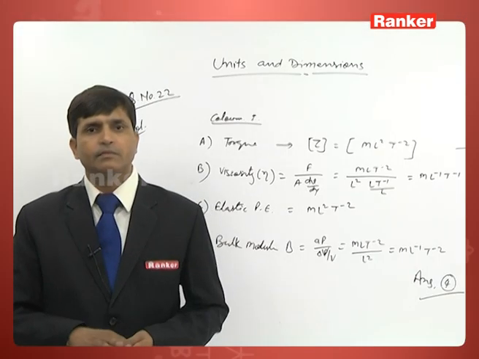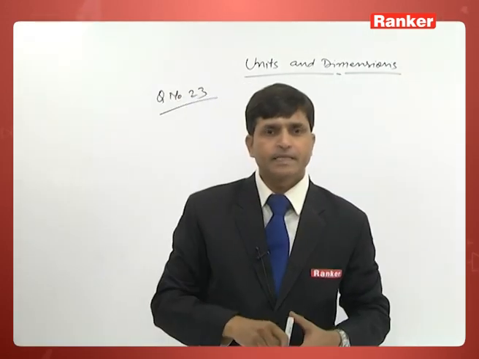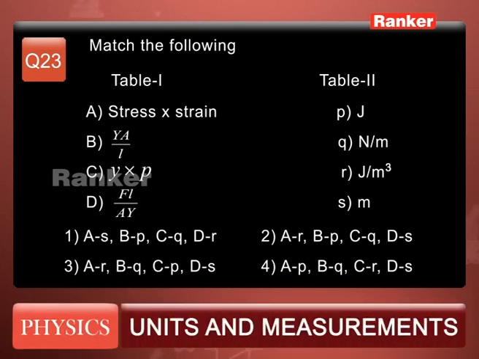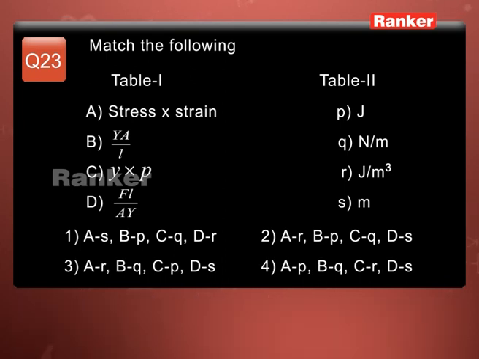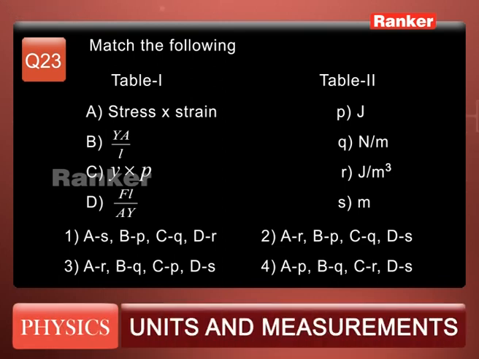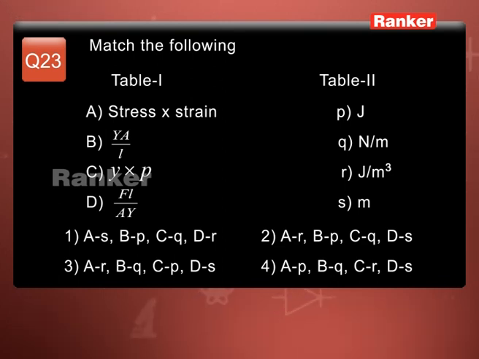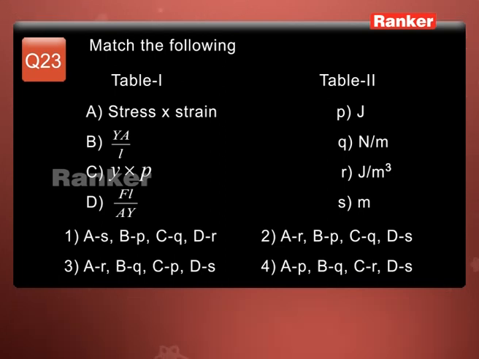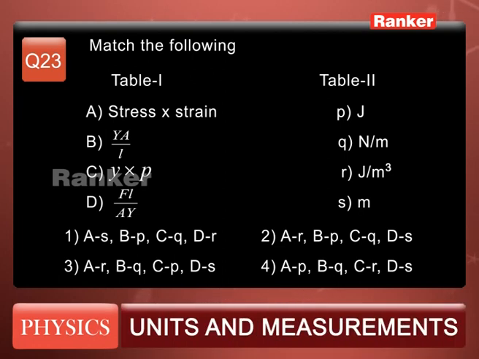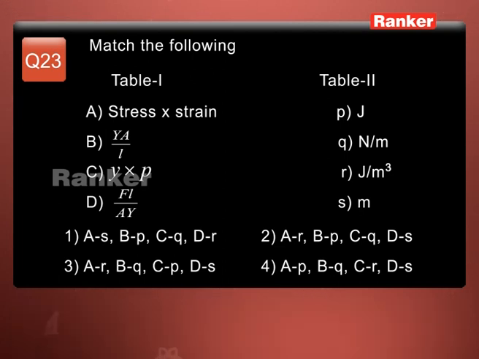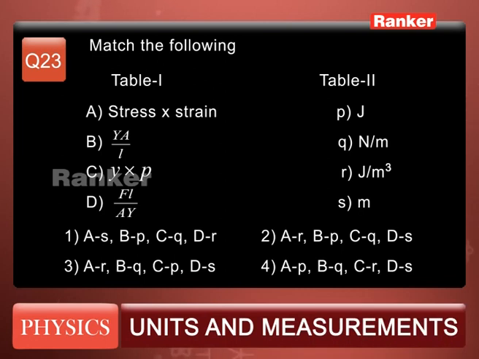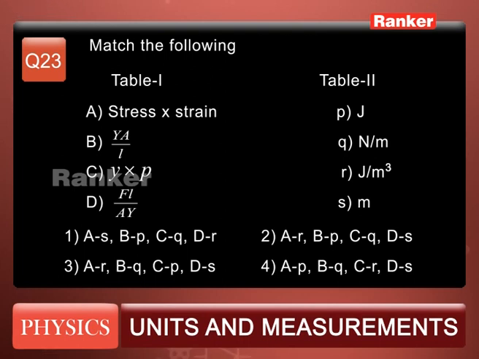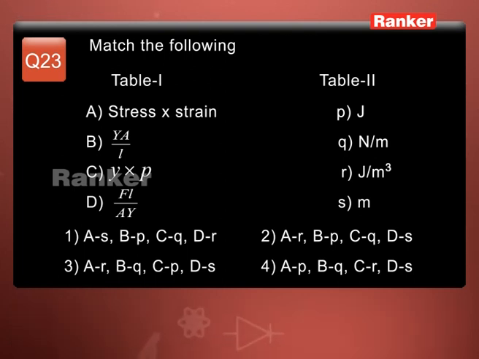Now come to question number 23. This is also based on matrix matching. Match the following. In table 1, A is given as stress into strain, B is given as YA by L, C option is given as Y into L cube, and D option is given as FL by A into Y. And in table 2, P is joule, Q is Newton per meter, R is joule per meter cube, S is meter.